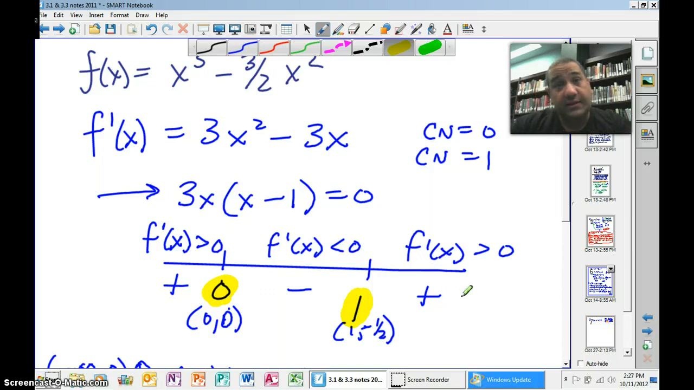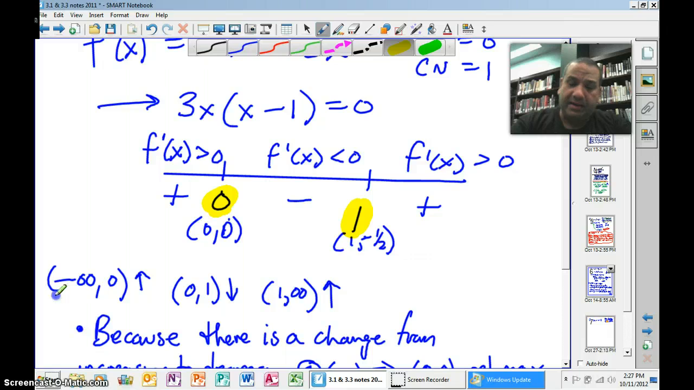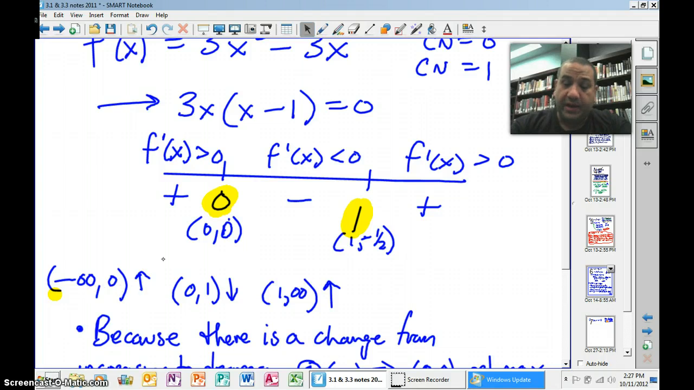We're only checking the sign. We're not really concerned about what the answer is. We're just doing the sign. And you can see, when I checked it, this is what I got. So, what does that mean? That means from negative infinity to 0, it's increasing. There's the plus. From 0 to 1, it is decreasing. There it is.